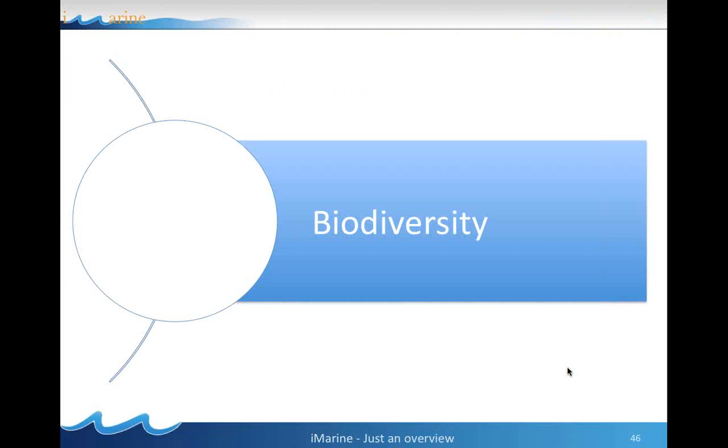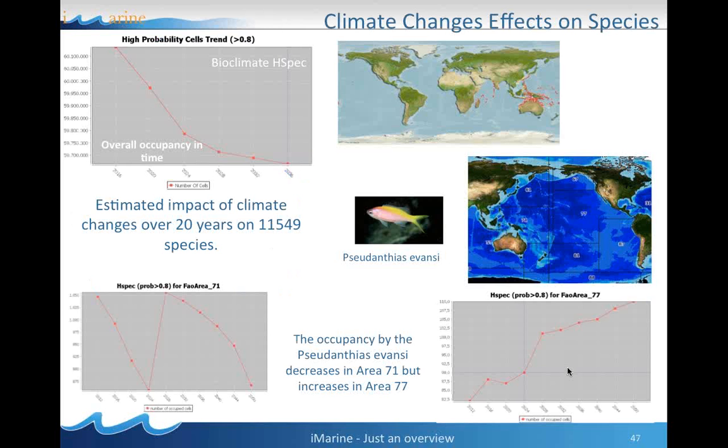For what regards biodiversity, I'm going to show you several examples that come out of a very tight collaboration with our communities of practice. So this is not only about computer science, but also about integrating users' and experts' experience into our systems. The first example reports some sort of climate change effect on species distribution. On the left side you see the trend of the overall occupancy for a set of more than 11,000 species over 20 years, depicted in time and also estimated up to 2036.